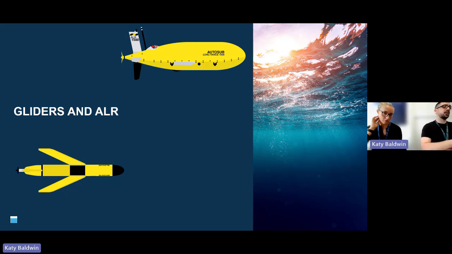ALRs are much bigger by comparison and are rated to deeper depths of up to 6,000 meters. Their larger size means that more sensors can be deployed on a single platform. ALR deployments also last much longer and can be below the water surface for longer than sea gliders and Slocum gliders. Both autonomous platforms transmit data in near real time via Iridium once at surface. And as mentioned, this is usually only a subset of the full resolution data that we get on recovery.